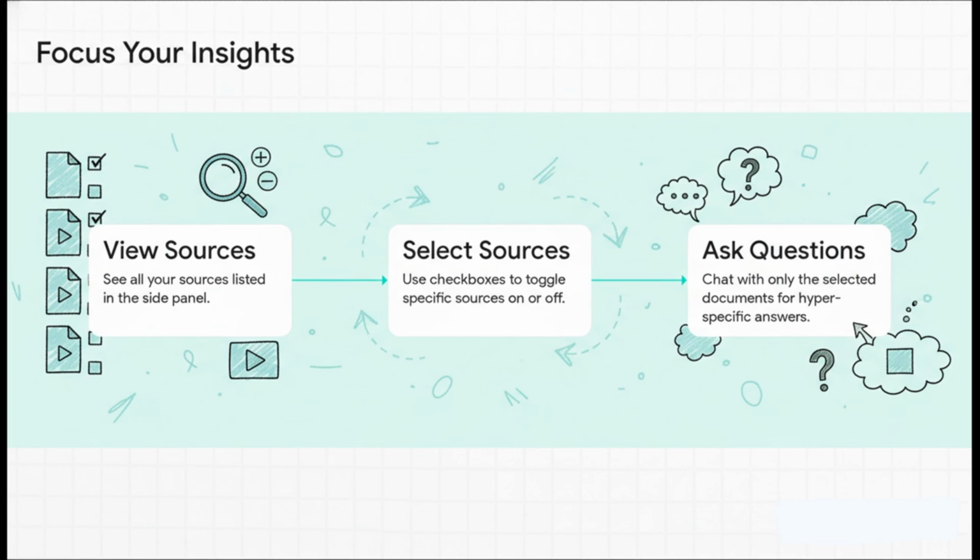Okay, here's a pro tip for you. You can use the little checkboxes next to each source to focus the AI's attention. Want to ask a question based on just one PDF and 2 videos? Just select those and you'll get hyper-specific answers from that exact set of documents.